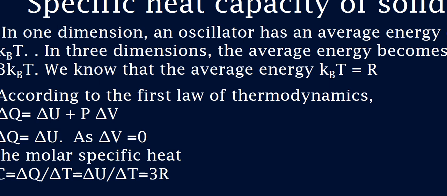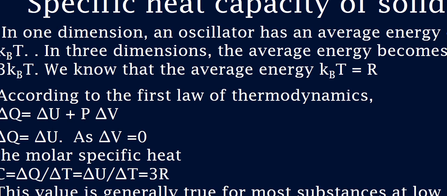This value is generally true for most solid substances at low temperatures, except for carbon, whose molar specific heat capacity value is about 6.2 joules per mole per degree Kelvin.